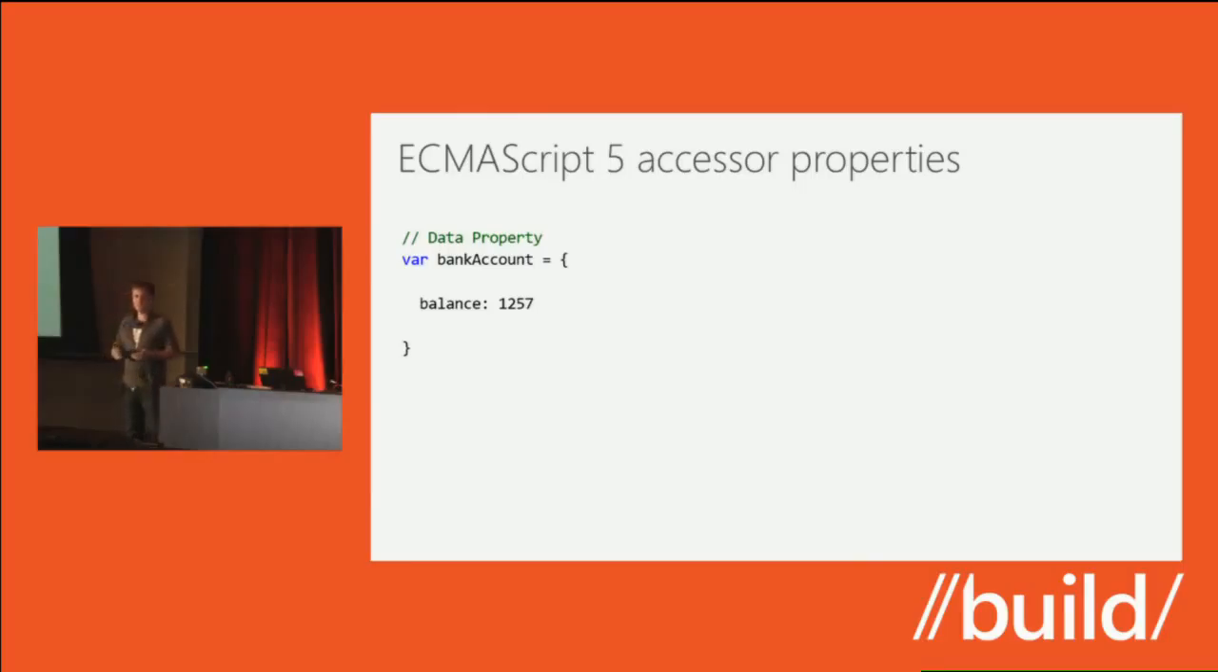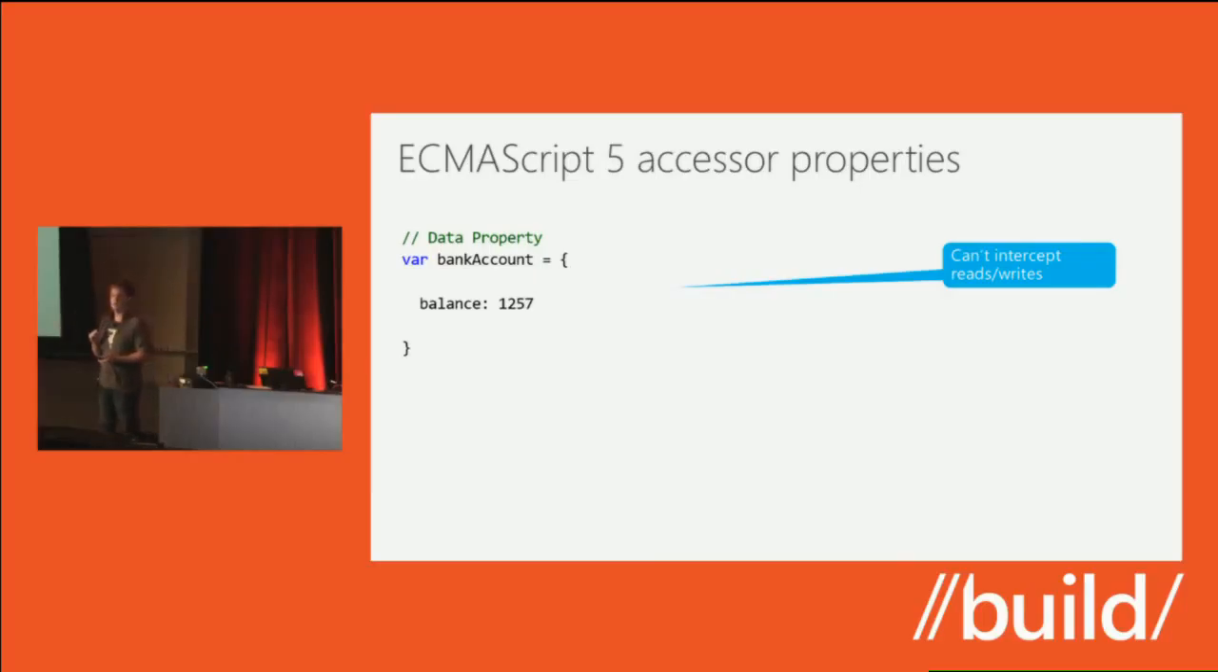One of the problems with this kind of thing is that I can't run any code when that property gets looked up. So when someone accesses the balance property on my object, they just get back the value. I can't say, I want to run some code and log that someone accessed this property or anything like that. What you could do is make this into a function and then run some code inside that function. But then every caller of this API needs to change to call it as a function instead of accessing it as a property.